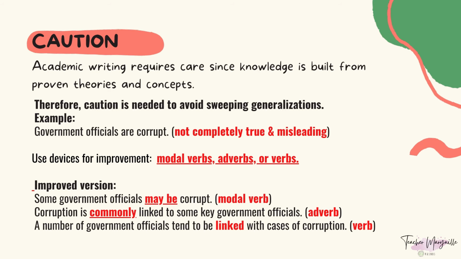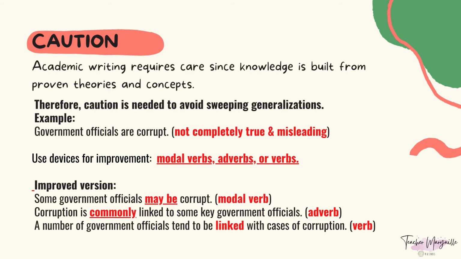So here's an example of sweeping generalization or hasty generalization. Government officials are corrupt. This statement is not completely true, and the rhetorical impact of the statement is misleading. So in order to improve this statement, you need to use devices like modal verbs, adverbs, or verbs. You can choose any of those three.